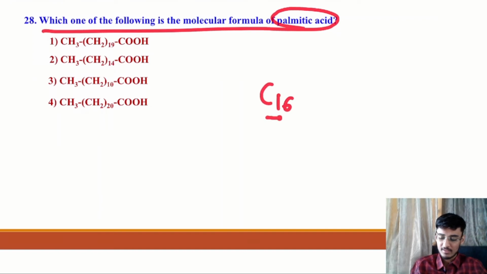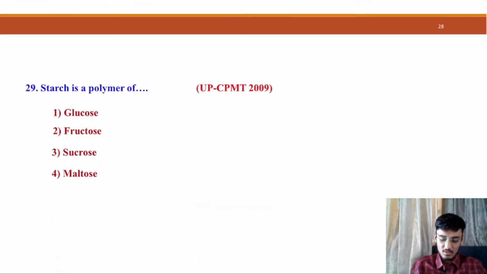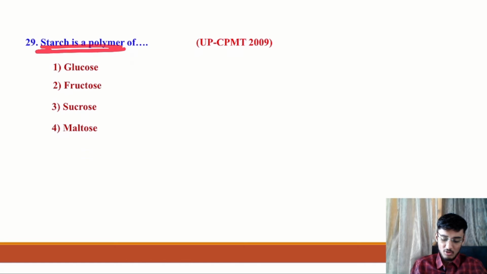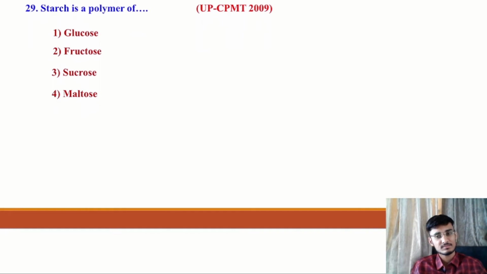Palmitic acid contains C16. So there are 14 carbons, 15 carbons, 16 carbons. So your answer should be CH3(CH2)14COOH. Starch is a polymer of a long chain of glucose, and when this starch reacts with iodine, it gives a blue color.